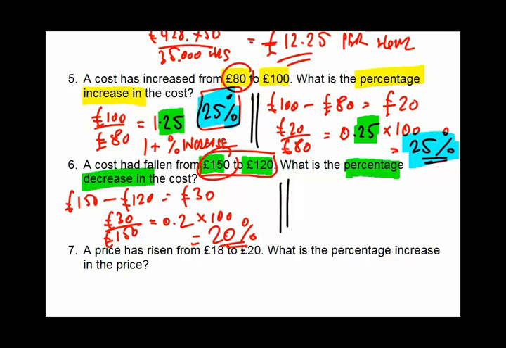Now we can do that our other way. In this case we would take the figure it ended up at, which is 120, divided by the figure it started at.